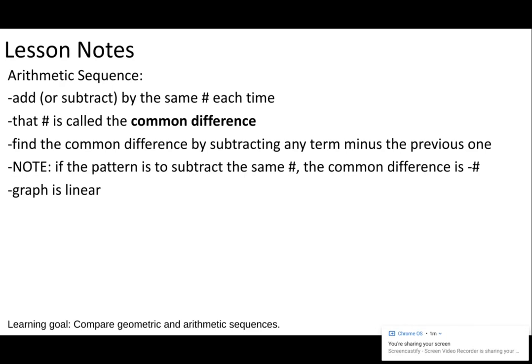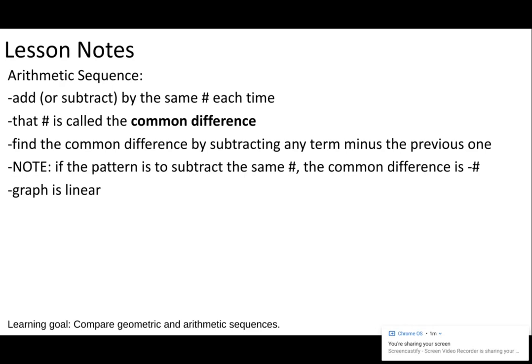So that number is called the common difference, and we find it by subtracting any term by the previous term. Remember, in a geometric sequence, we found the common ratio by dividing any term by the previous term. In an arithmetic sequence, we find the common difference by subtracting any term minus the previous term.